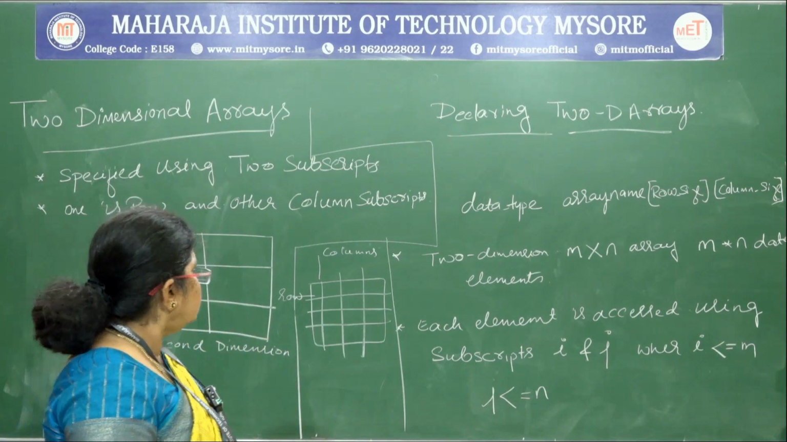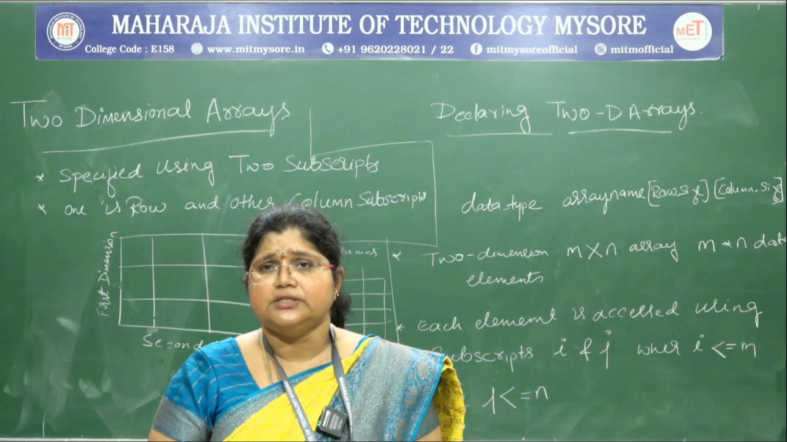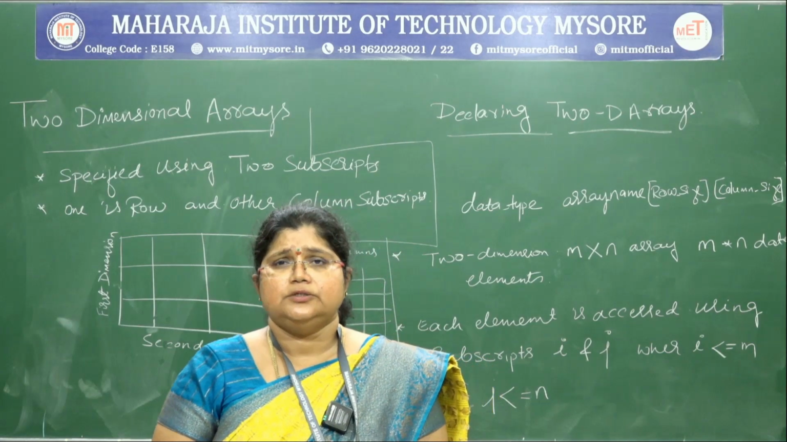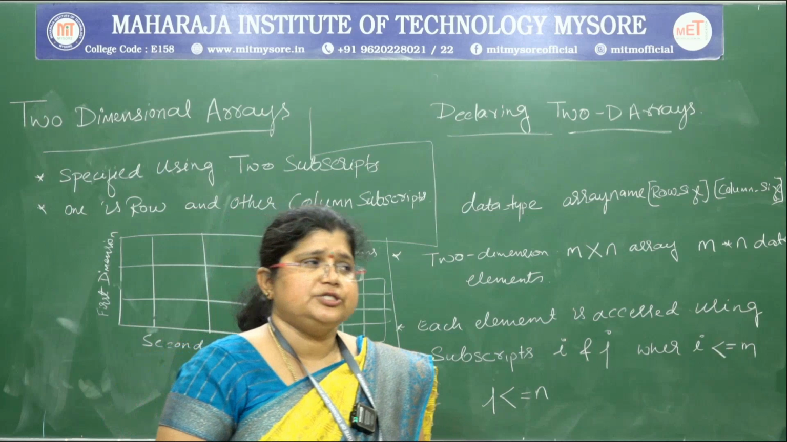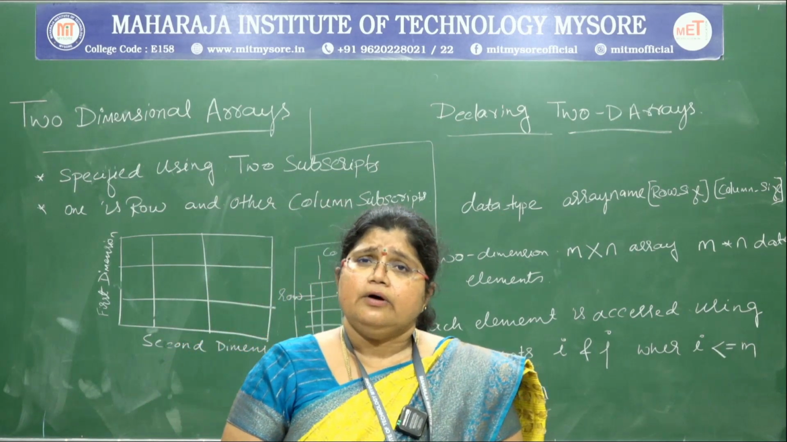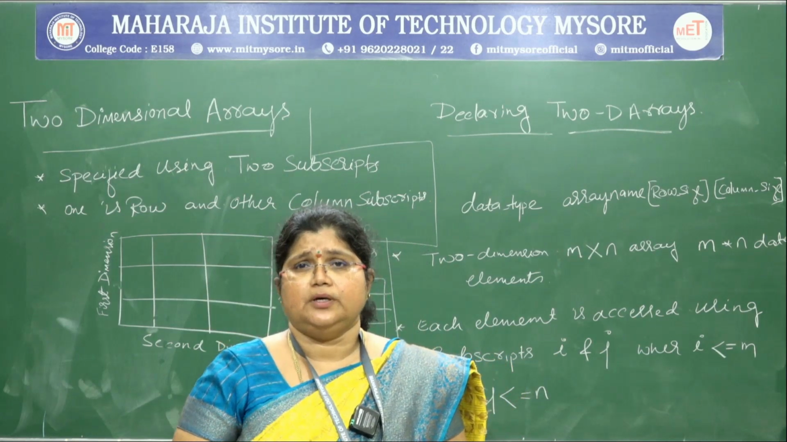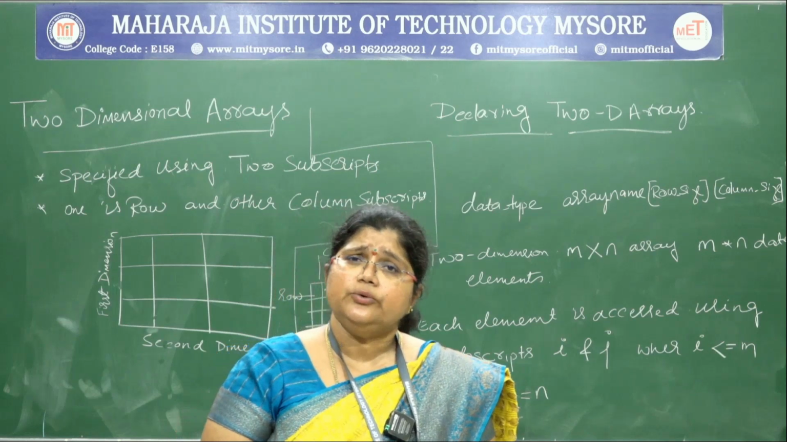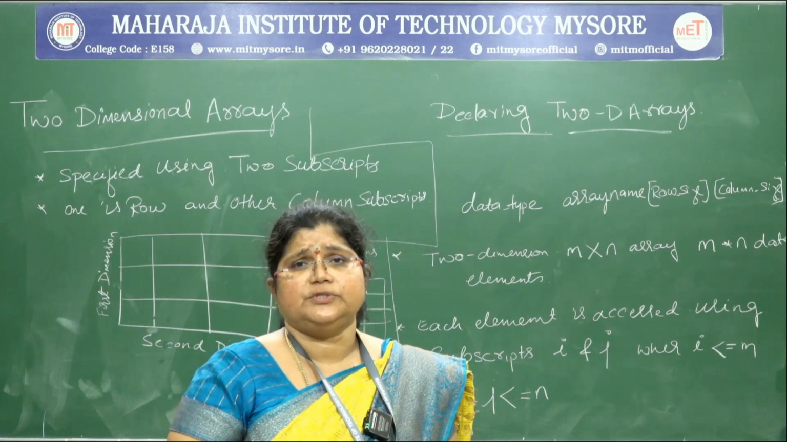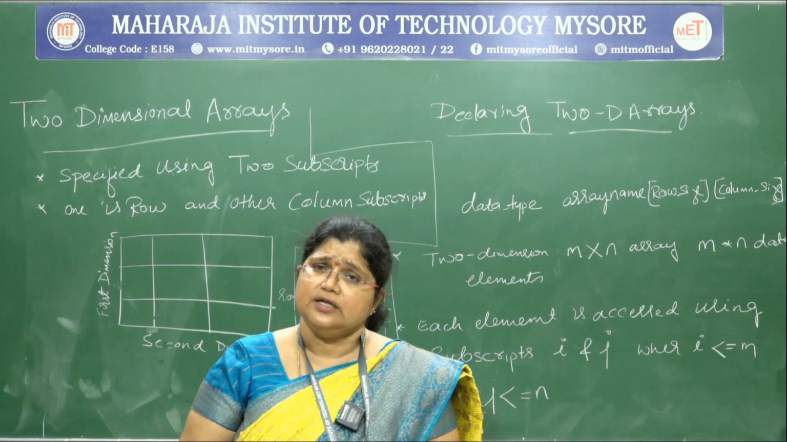Now, the next concept we come across in the C language is how to declare the array in a program. You know how we declare a one dimensional array, where we used to have one subscript. But a two dimensional array consists of two subscripts. The first subscript represents the row, the second subscript represents the column.